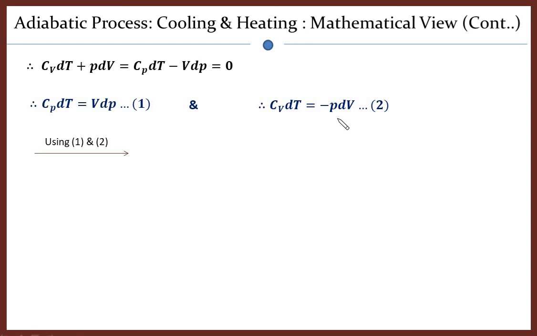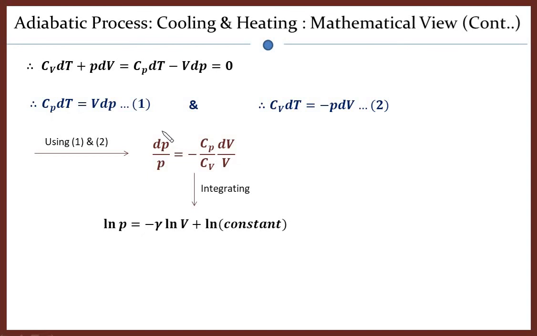Just use these two equations, divide one by another, and we will get dP upon P equals minus Cp upon Cv times dV upon V. Now in the next step, we will integrate this. The integration of dP upon P is ln P equals minus, and Cp upon Cv is nothing but gamma, so we can write gamma. The integration of dV upon V is ln V, and we need to add an integration constant. Let's call it ln constant. Here Cp upon Cv equals gamma.